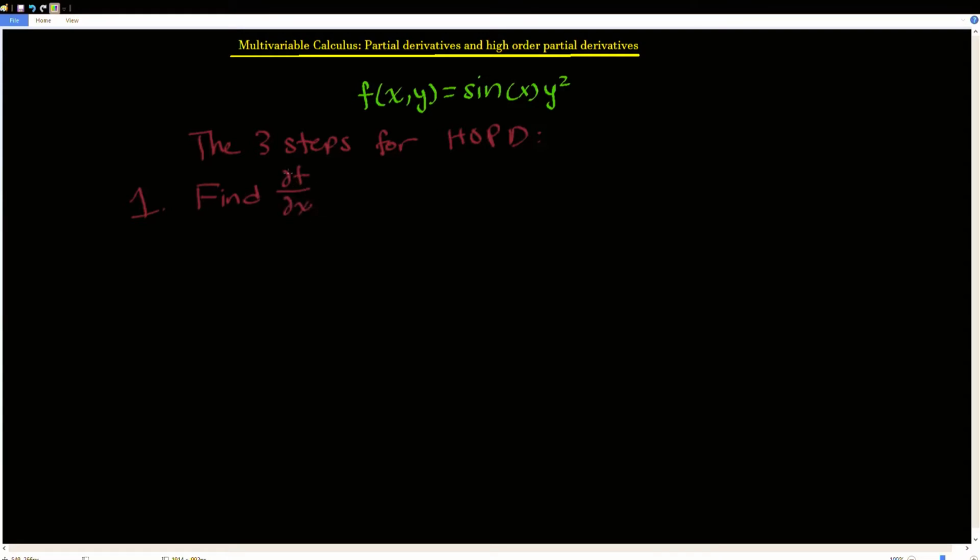And what that curly d means, I'm talking about partial derivatives, which is our main topic here. Alright? And I'll discuss what these mean later on in the video, but let's just finish writing all of them out for now. Step number two is to find df over dy, partial f with respect to y.